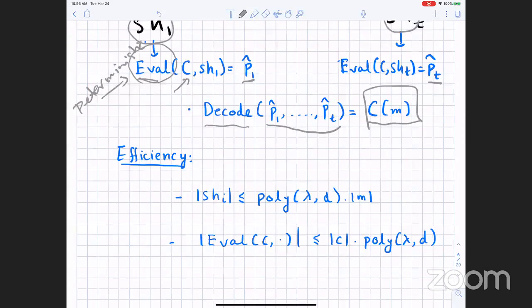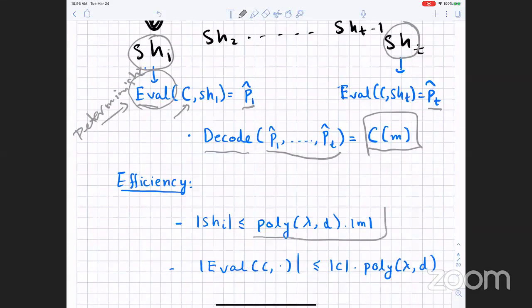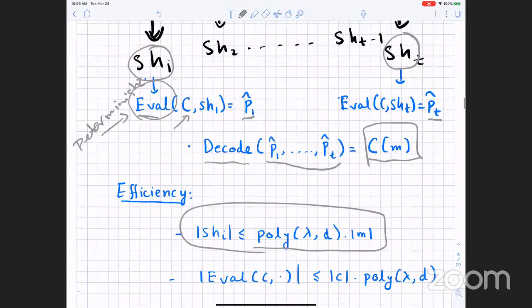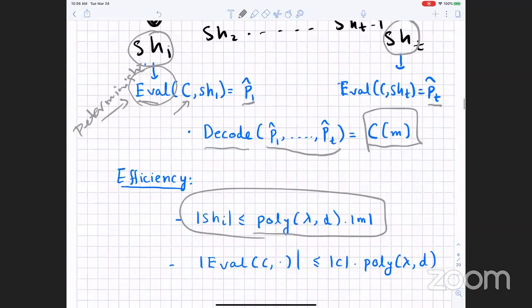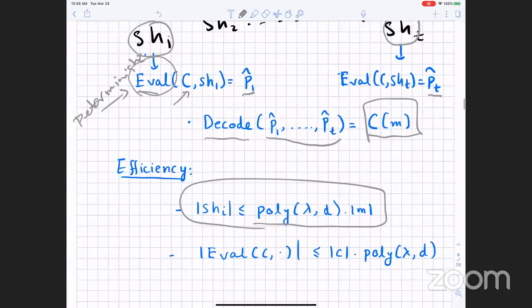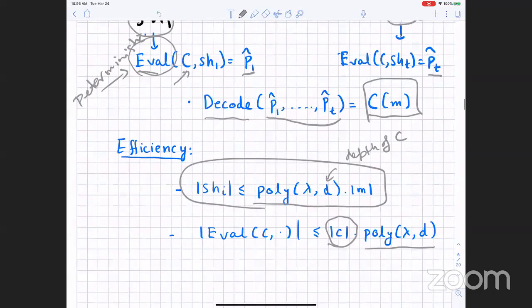What is it about? The size of each share that you compute is small. That's the first efficiency property: the size of each share is small. How small? It's the length of the message times some polynomial in the security parameter and the depth of the circuit C. And then the size of the evaluation circuit is also small. In fact, it just grows linearly in the size of the circuit times a multiplicative overhead of polynomial in lambda and d. Okay, so that was efficiency.